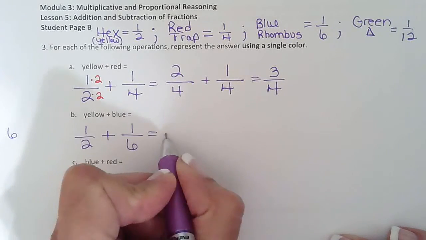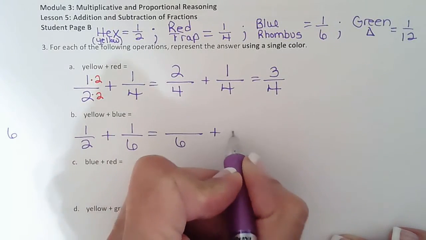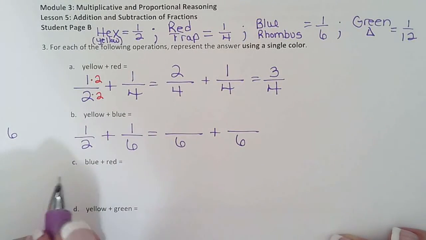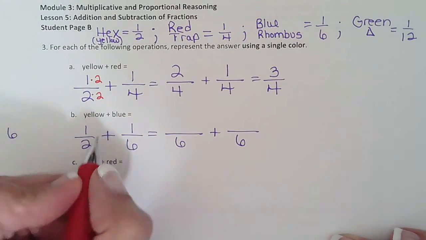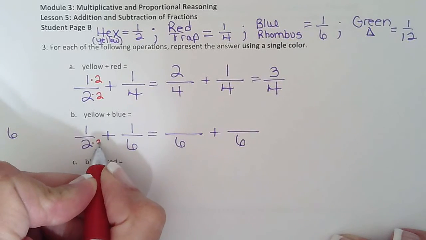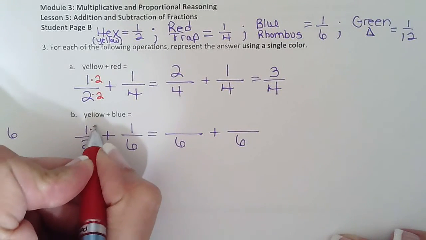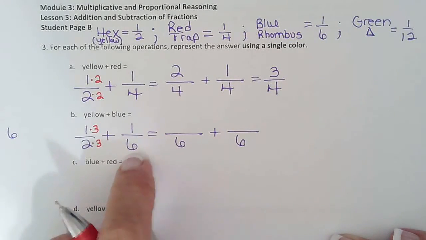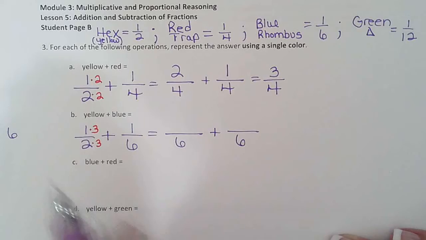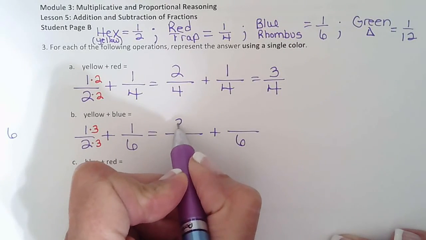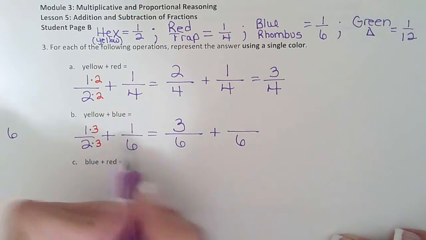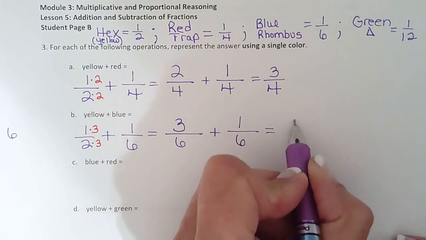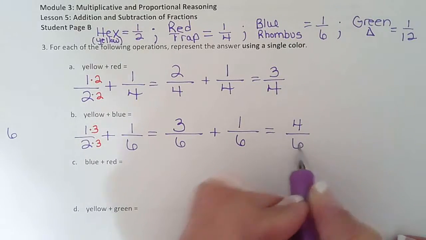So make them both 6. So to make the 2 into 6, we need to multiply that by 3, which means multiply the 1 by 3. This one already has the common denominator, so it doesn't need to be changed. So 3/6 plus 1/6 is 4/6.